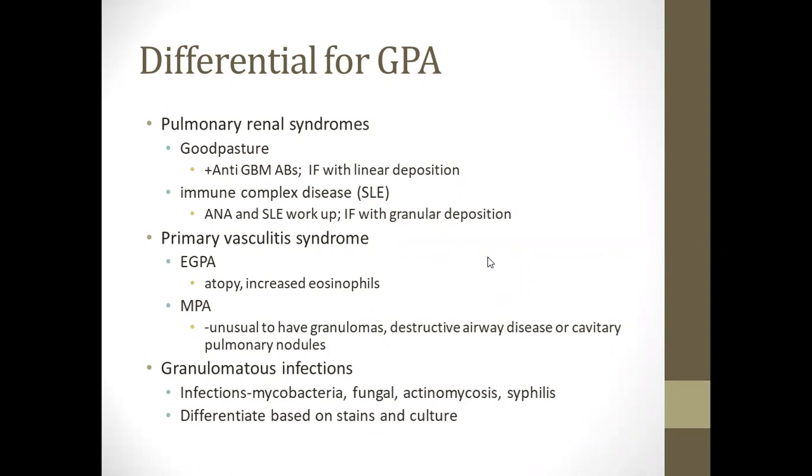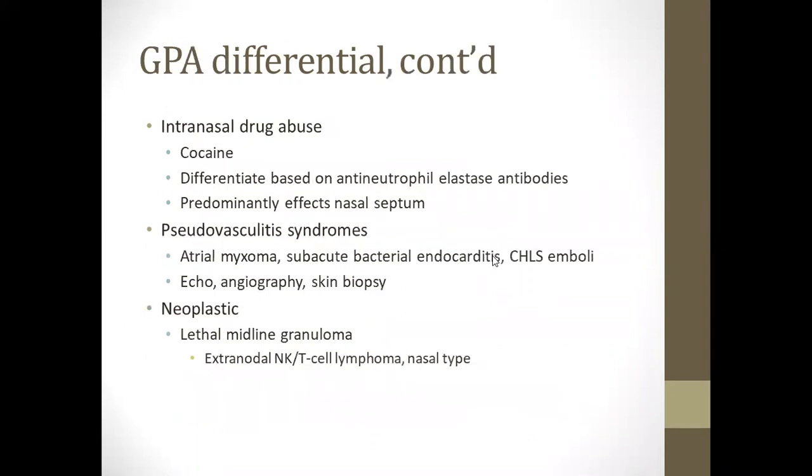Granulomatous infections can be a mimicker of GPA: TB, fungal, actinomycosis, syphilis, and particularly lung involvement. Bronchoscopy will be helpful for that. So upper respiratory involvement, intranasal drug abuse, cocaine, and there are the anti-neutrophil elastase antibodies that can help identify that.